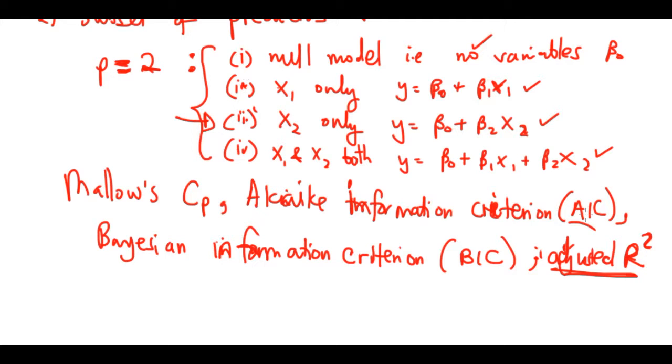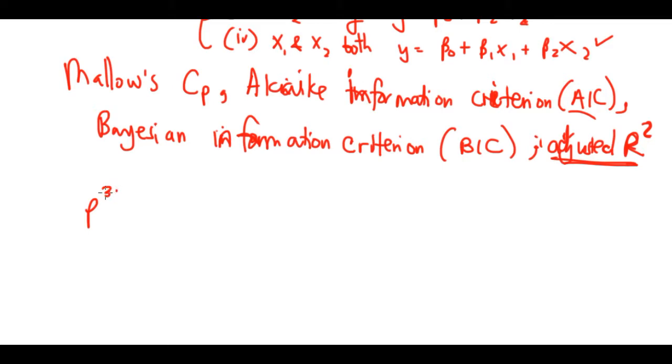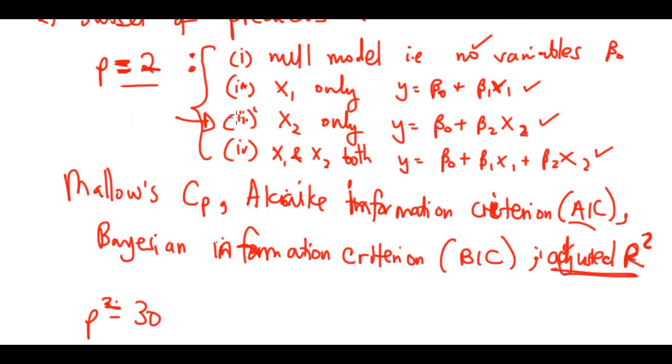But this worked when p was equal to 2, right? p equal to 2 gave us 4 models to compare. Now imagine if p is equal to 30. Imagine how many subsets of 30 we can make here. The model that is x1 only, x2 only, x3 only, x4 only, up to x30 only, the model that is x1 and x2, the model that is x1 and x3. There are so many models that we can make doing those subsets.